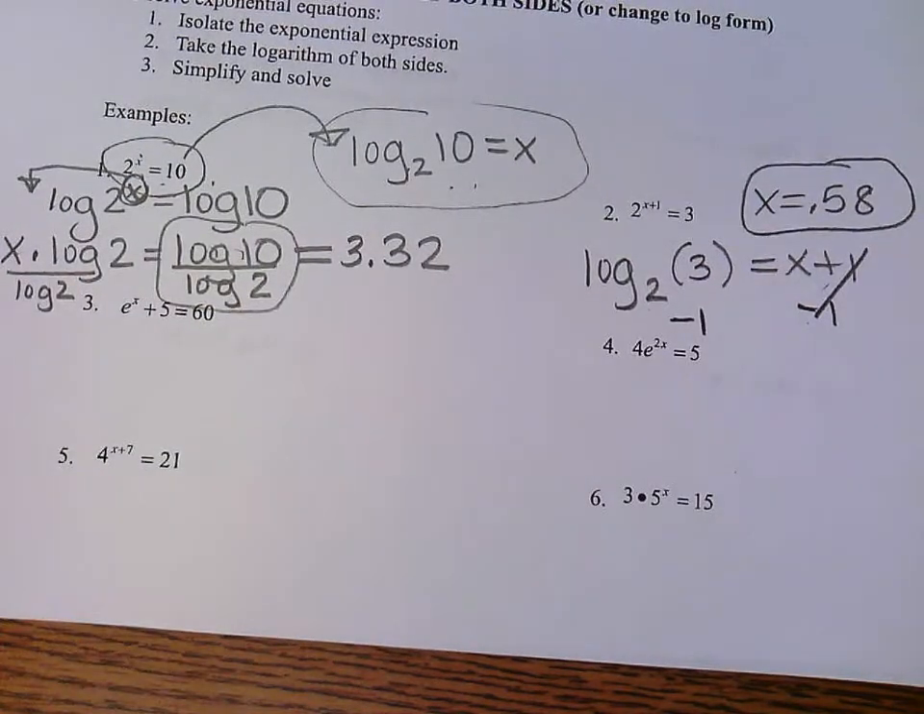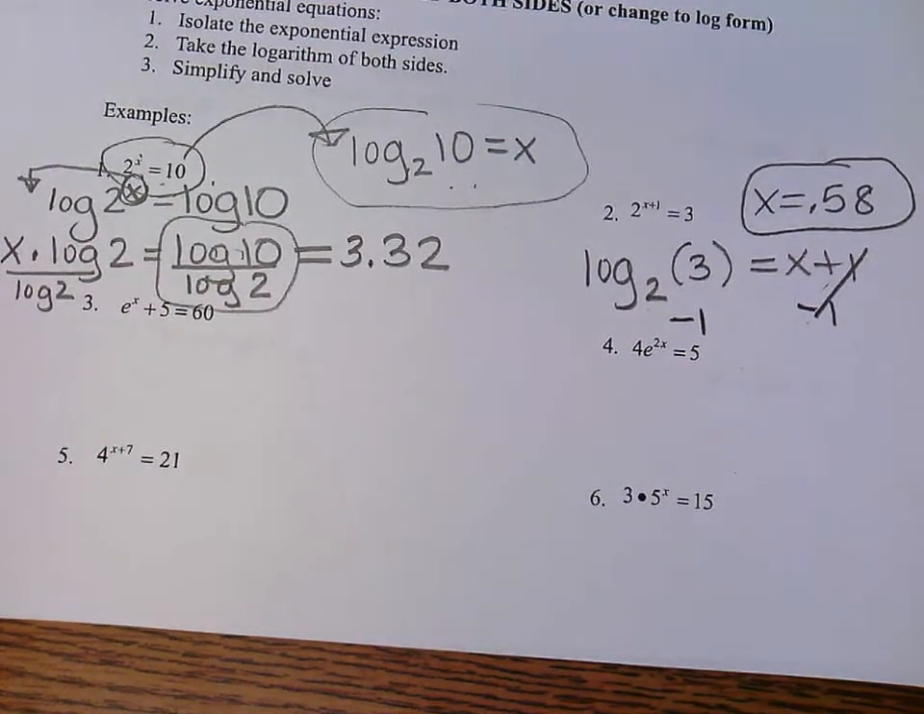And if you wanted to do it by taking the log of both sides, you would have gotten the same answer. So the log of 2 to the x plus 1 equals the log of 3. The x plus 1 comes down front as a coefficient. You divide by the log of 2 on both sides. So you have x plus 1 equals the log of 3 divided by the log of 2. And then at the end, you subtract 1. So it's the same process either way.